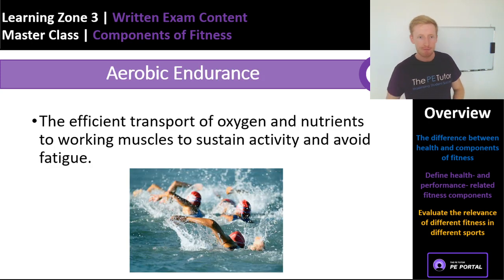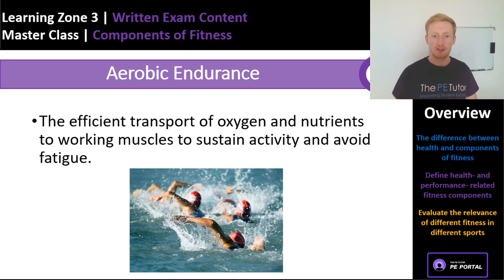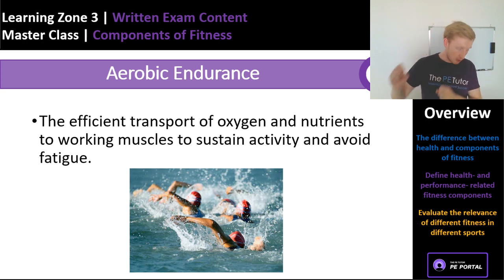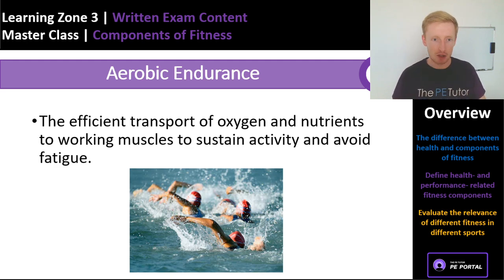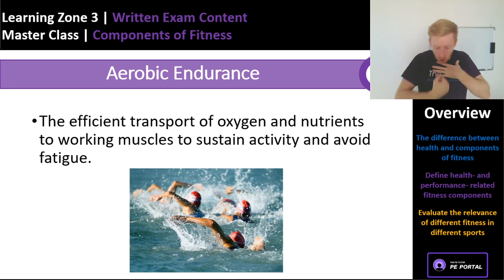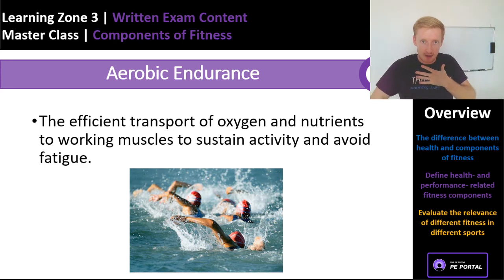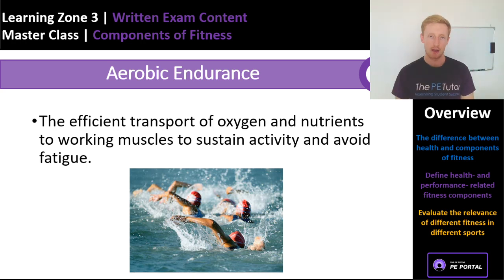Aerobic endurance, the efficient transport of oxygen and nutrients to working muscles to sustain activity and avoid fatigue. Working very much hand in hand with muscular endurance here, because the muscle is contracting, but it requires the constant delivery of oxygen, fresh glucose or glycogen, and the removal of carbon dioxide. So for aerobic endurance, we need good cardiac muscle. We need healthy lungs and the muscles that control air in and out of our lungs. They need to be in good condition so that we can get fresh air in, oxygen delivered around the blood, and then CO2 back into that air so then we can exhale.